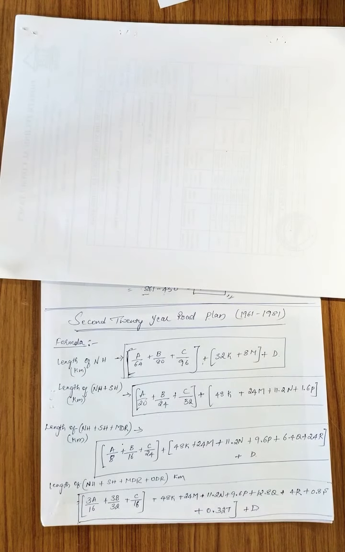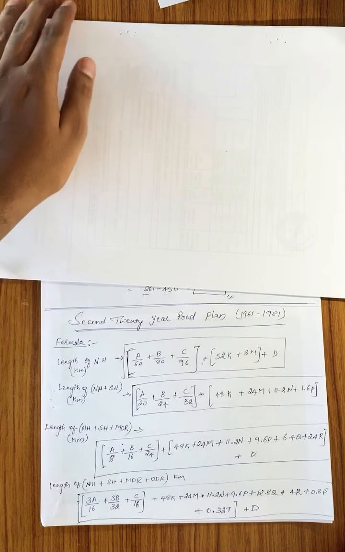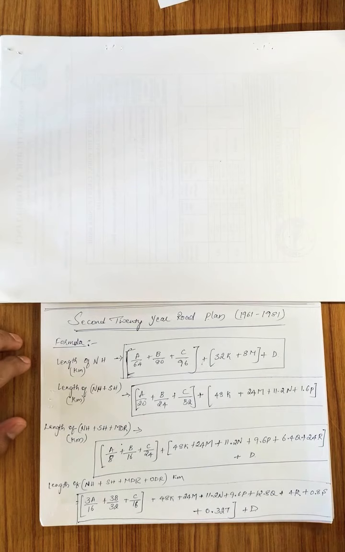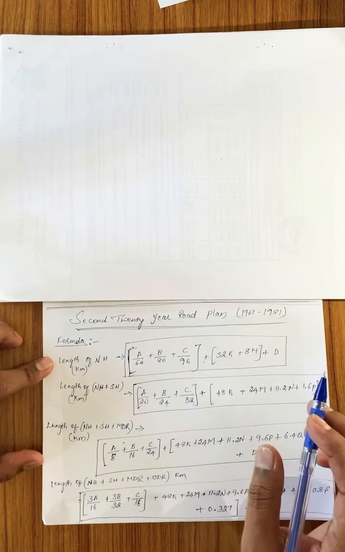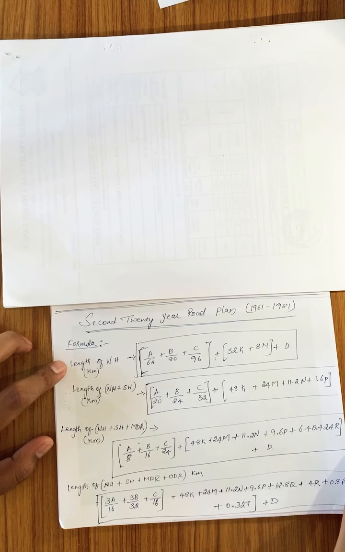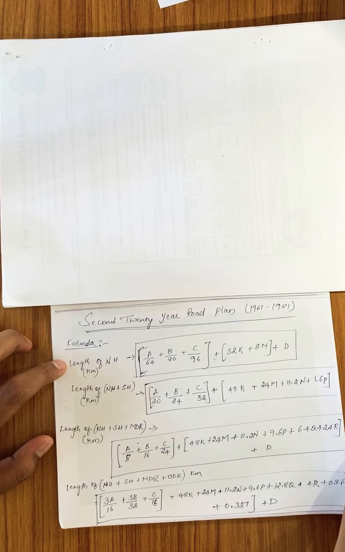Welcome to new videos. So today we are studying the second 20-year road development plan, which is also called the Bombay Road Development Plan. Here we can find out the total length of the national highways, state highways, major district roads, other district roads and village roads.